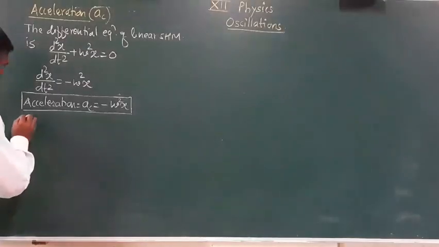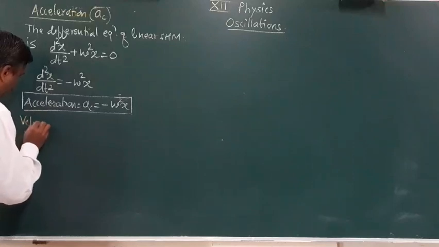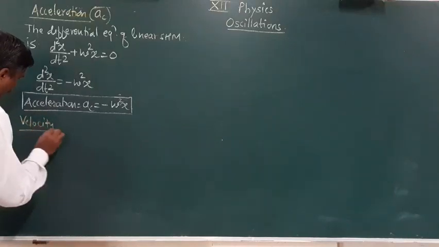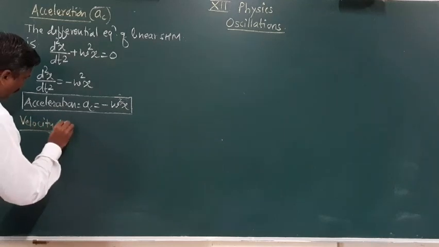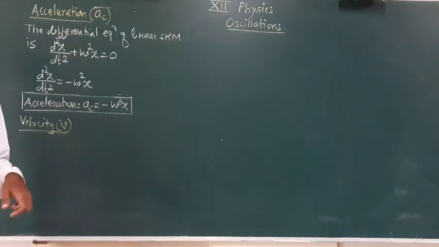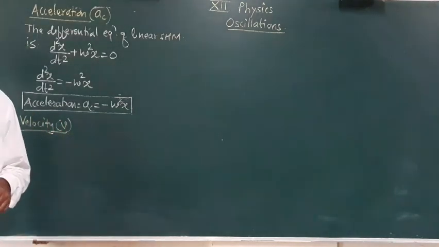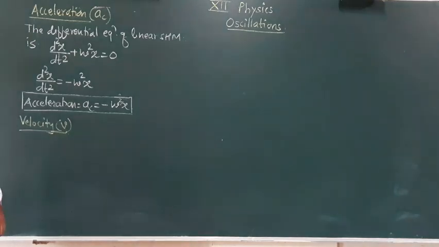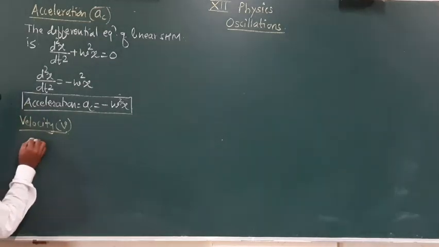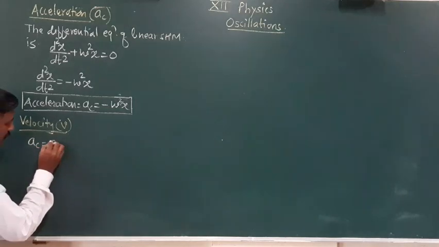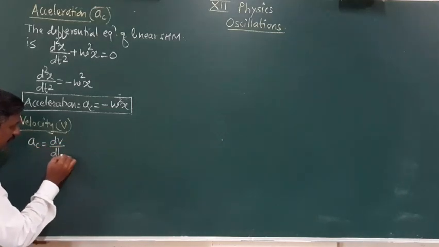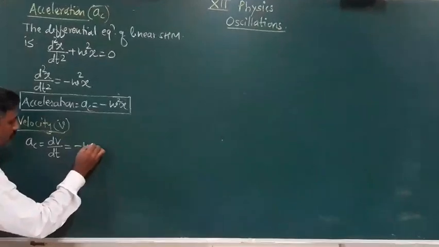Now the second part of this expression is the velocity of a particle performing SHM. That is the velocity, symbolically it will be v. Now we have to find out the velocity of a particle performing SHM. We are getting acceleration given by minus omega square x, and this acceleration is nothing but dv by dt equals minus omega square into x.